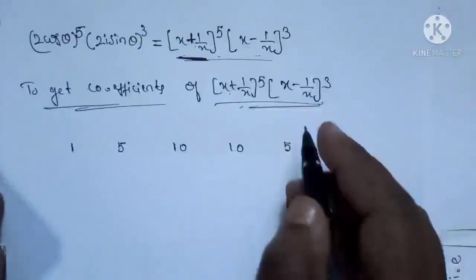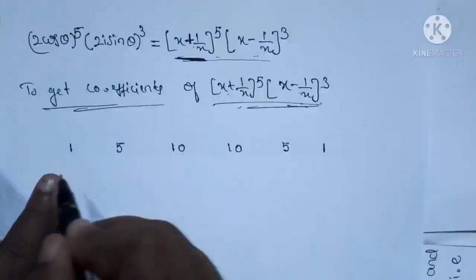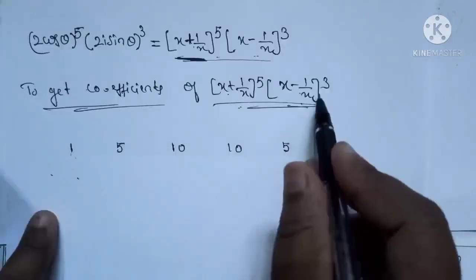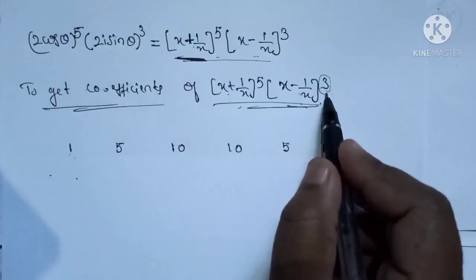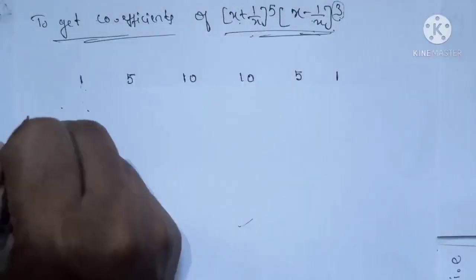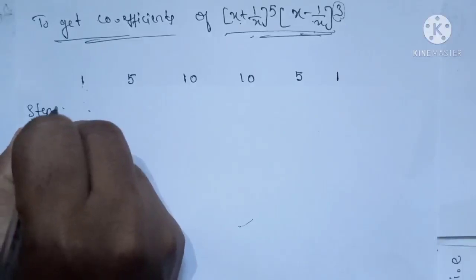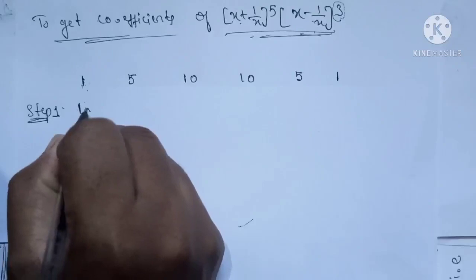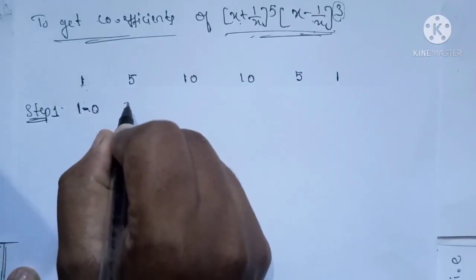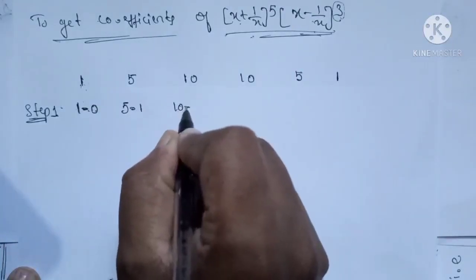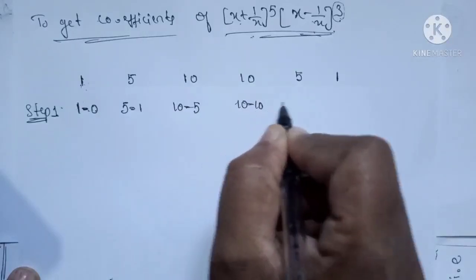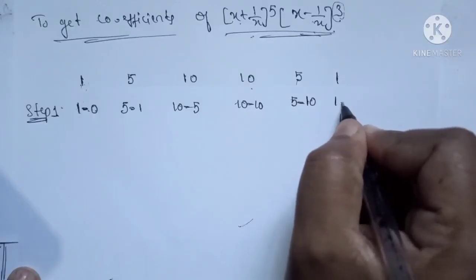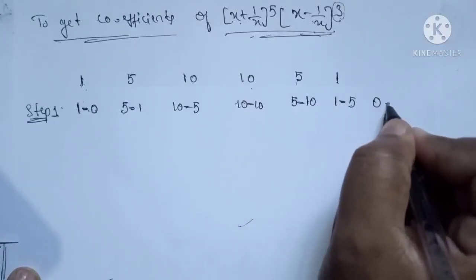Because here the second bracket is negative, we subtract the corresponding constant with the previous one, and we repeat that step thrice. In step 1, we subtract this one with the previous one, that is 1 minus 0, 5 minus 1, 10 minus 5, 10 minus 10, 5 minus 10, 1 minus 5 and 0 minus 1.